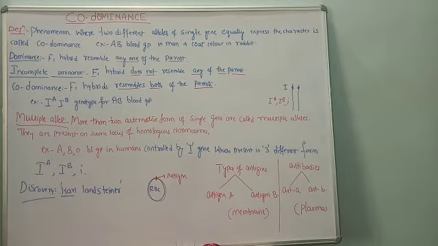Hello students, let us start the next topic for second year PUC. In the previous video, we discussed incomplete dominance, taking Snapdragon or four o'clock plant as an example. We discussed the definition and scheme in detail, along with the test cross. Now we will move towards the next concept of this topic, that is codominance.